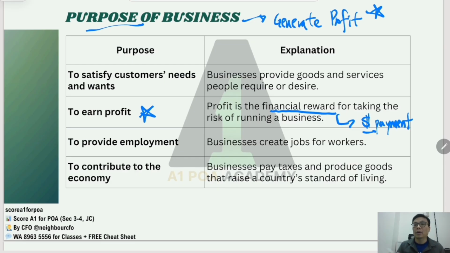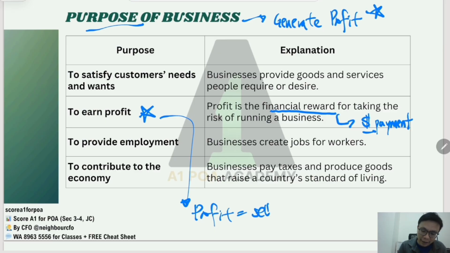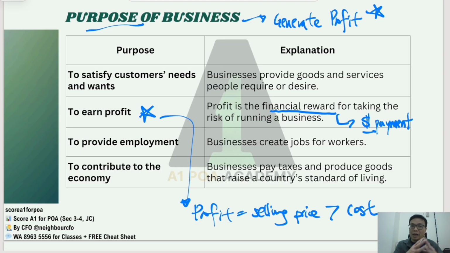So with that, of course, you will want to earn a profit. You will want to make sure that your selling price is more than your cost of the business. To satisfy customer needs and wants over here, that's another purpose. Customers will only buy from you when they perceive that their needs and wants are being satisfied. And once they have decided that you are able to help them satisfy their needs and wants, then they will buy from you, right?